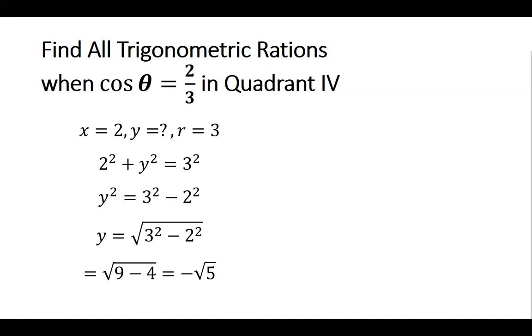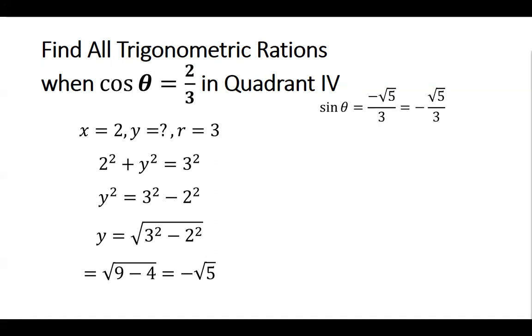And you notice I put a negative sign there because we are in the fourth quadrant and Y is going to be negative. So technically, I could have put a negative in front of the square root of 3 squared minus 2 squared, which would have been a good spot for it. But basically, I know that it could be either the square root of 5 or negative square root of 5. Since it's in the fourth quadrant, it's got to be negative square root of 5. Now that I have that, I can start building my trig functions.